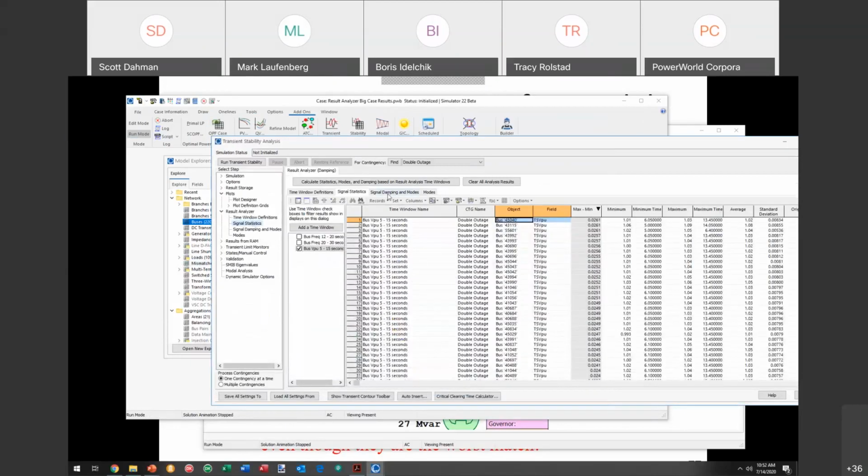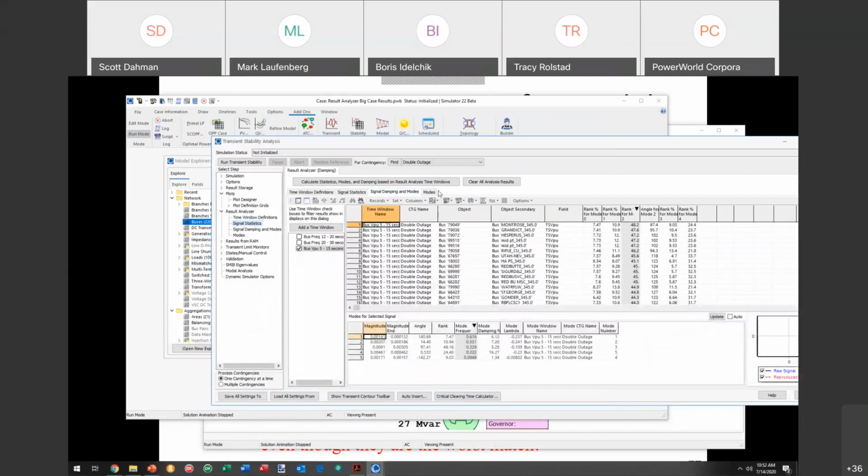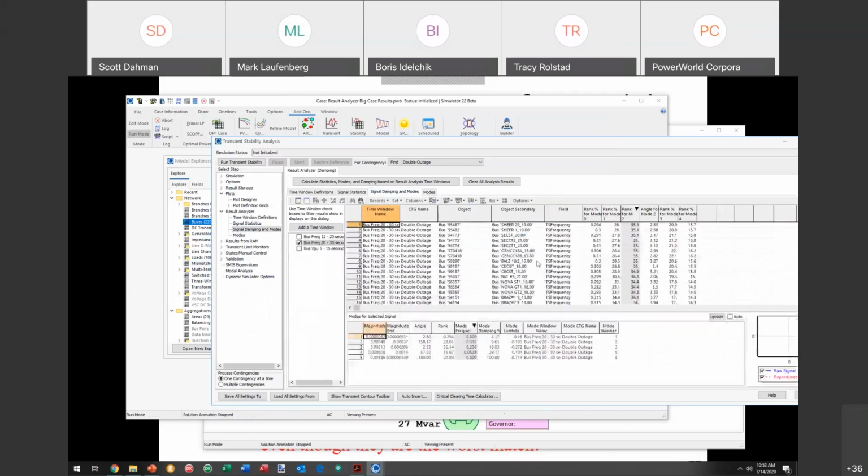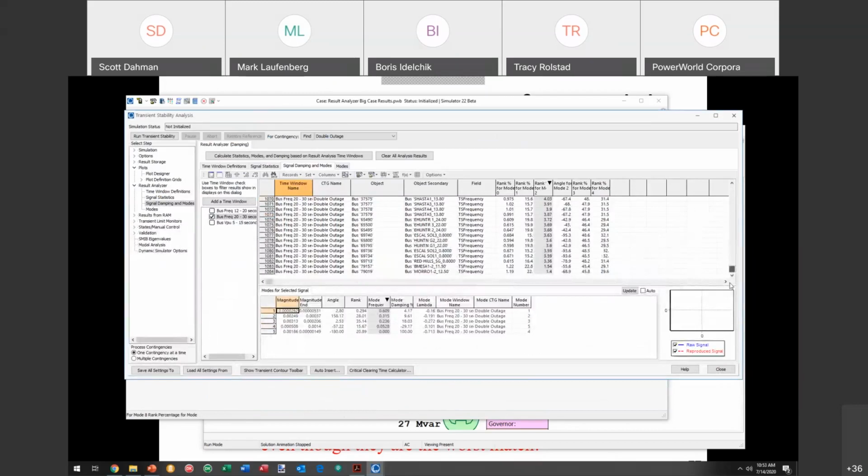All right, then I can go to damping. If I go look at the modes, what you'll see is, miraculously for voltage, there are only 5 modes. And I can go look at frequency. There are also only 5 modes. If I go look at my signals, right now I'm looking at 1,084 signals.